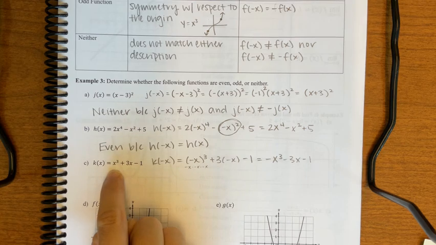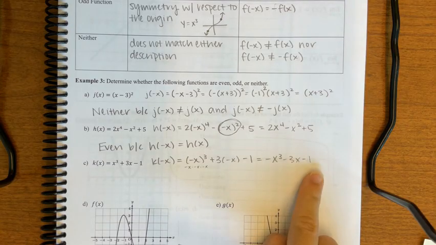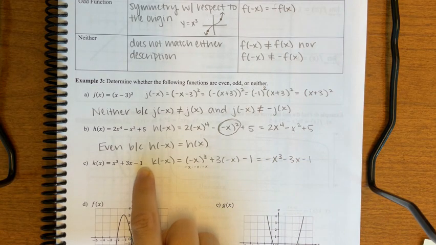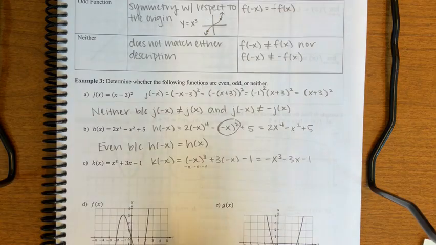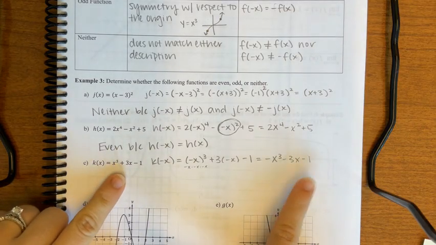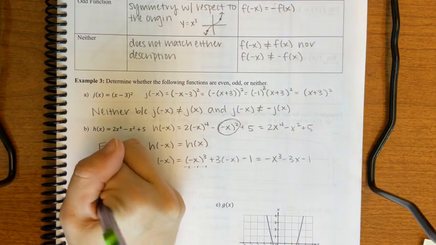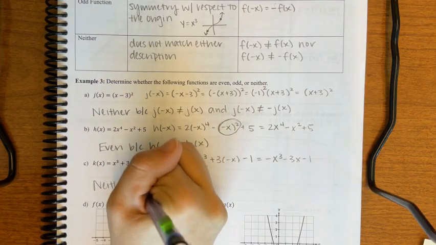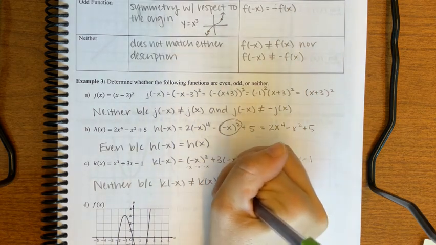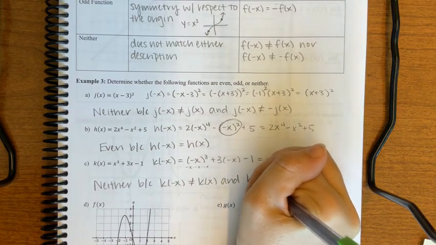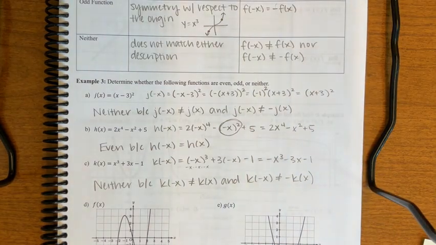So we started off with positive x cubed plus 3x minus 1. We ended up with negative x cubed minus 3x minus 1. Did I say plus 1? I can't remember. I mean minus 1. Regardless, okay, I don't start and end with the same thing, so it's not even. And 2 of my 3 signs changed, but that third one still was negative. So again, this is going to be neither. And yes, we got to write it out. Because k of negative x does not equal k of x, and k of negative x does not equal negative k of x. So close, but not quite.